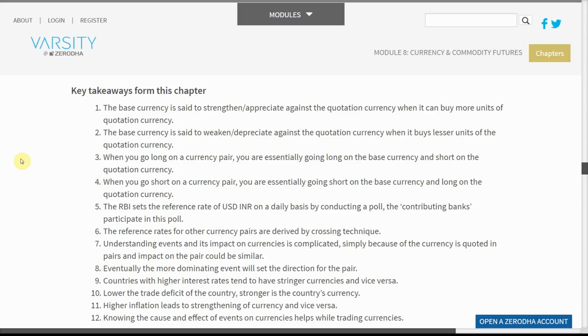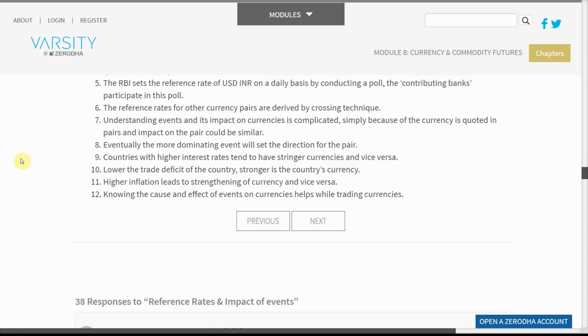The RBI sets the reference rate of USD/INR on a daily basis by conducting a poll. The contributing banks participate in this poll. The reference rates for other currency pairs are derived by the crossing technique. Understanding events and their impact on currencies is complicated, simply because currencies are quoted in pairs and the impact on the pair could be similar. Eventually, the more dominating event will set the direction for the pair.